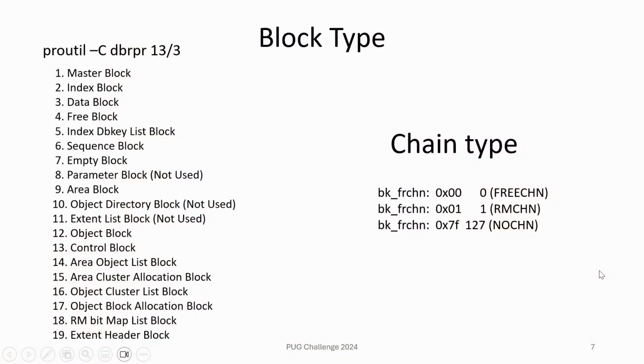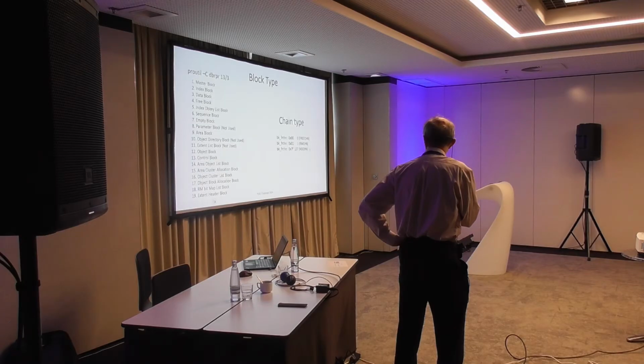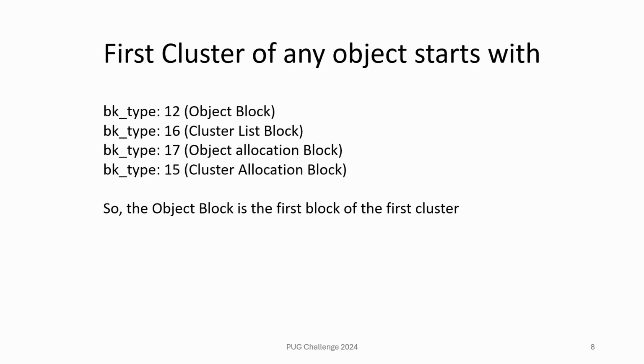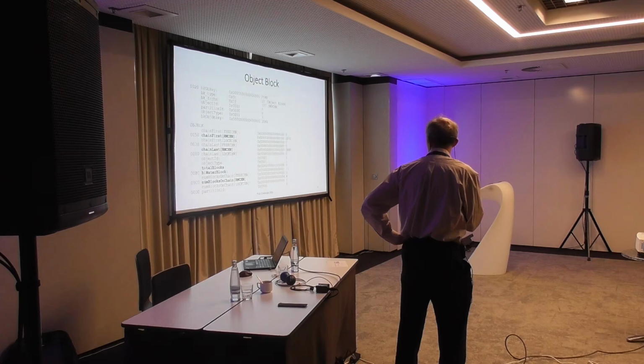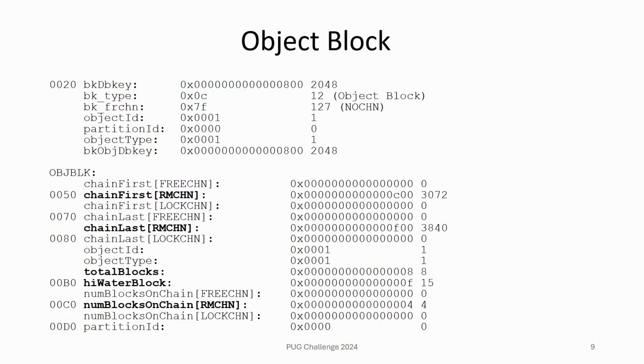And these are the chain types. The block could be on the RM chain, on a free chain, or not on an RM chain. Those are the only 3 choices. The first 4 blocks of the first cluster are those blocks. When you create a new table, immediately the first 4 blocks are created, starting with the object block, which is the first one. The object block will look something like this, which is also interesting.